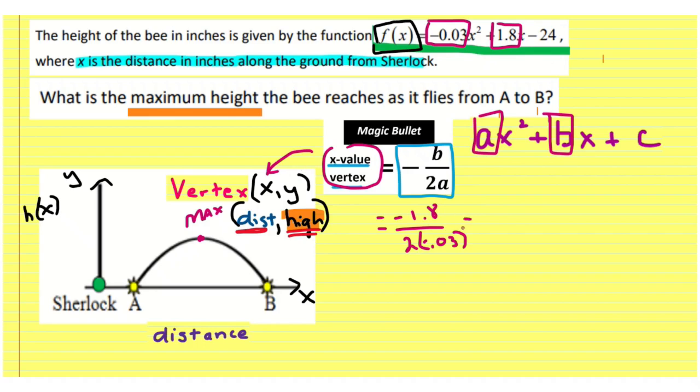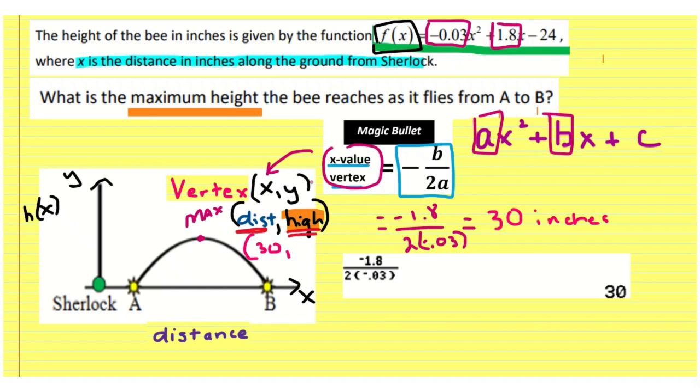Okay, when we crunch that out on our handy dandy calculator, it gives us a value of 30. So the x value of our vertex is 30 inches. The bee is going to be 30 inches away from Sherlock when it is at that maximum height.